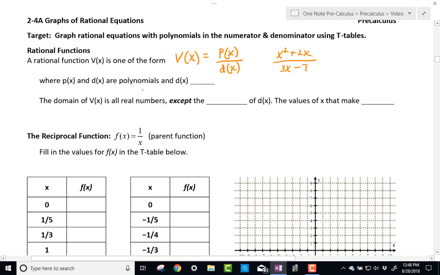So p of x and d of x are polynomials, and d of x cannot equal 0. Why can d of x not equal 0? Because we never ever want to see a fraction where we end up with 0 in the denominator. This is a no, no, no. The domain of v of x would be all real numbers except the zeros of d of x. In other words, the values of x that make d of x equal to 0.